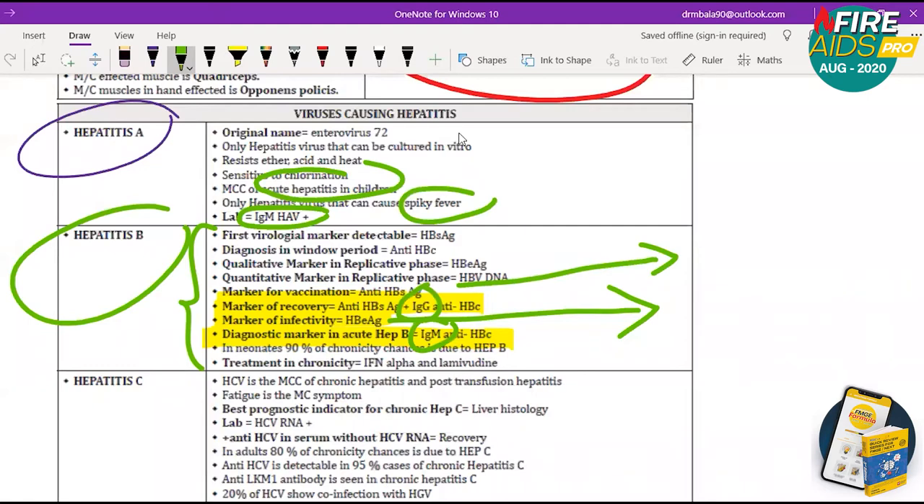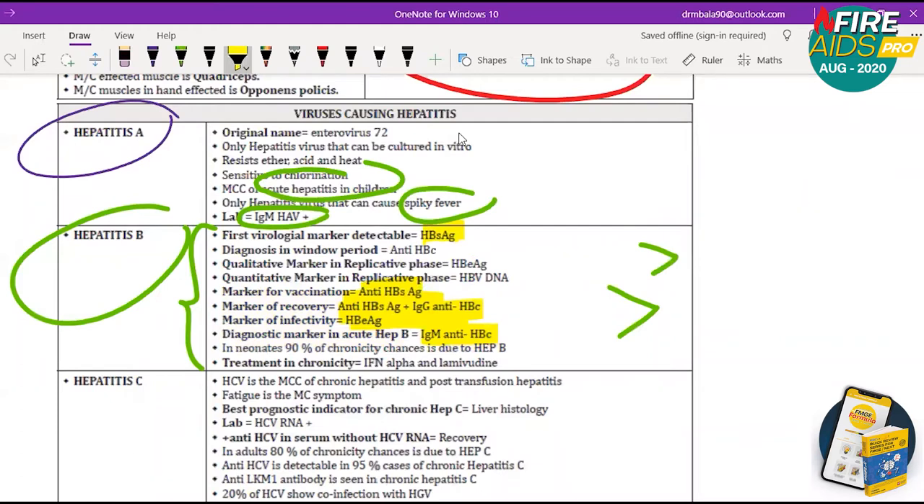Okay, so you can ignore the replicative phase, qualitative and quantitative markers for the meantime. If you're able to memorize them, that is fine, but don't overload your brain. The first virological marker detectable is HBsAg, a highly repeated MCQ. For diagnosis in the window period, when you can't find any other marker, it is anti-HBc. So for your examination purposes, these four should serve as the most important points in this table.